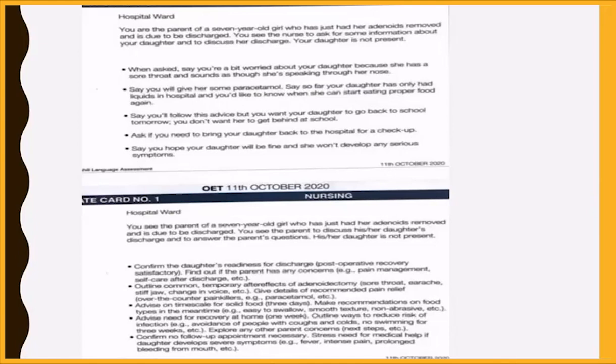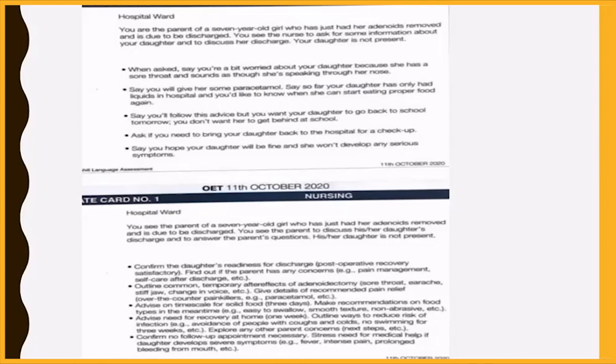Outline, meaning you have to explain the common temporary after effects of adenoidectomy. You have to say that these are the common after effects after the surgery, like usually a child may experience a sore throat, all these. So how do you say? Well, I can understand your concern, but as I told you, post-operative recovery is quite satisfactory, so there's nothing to worry about. Well, let me explain that.